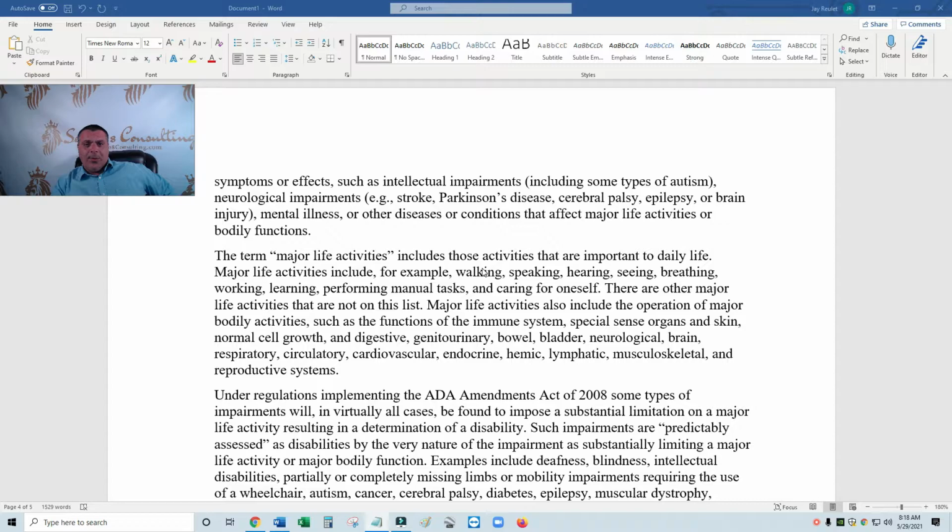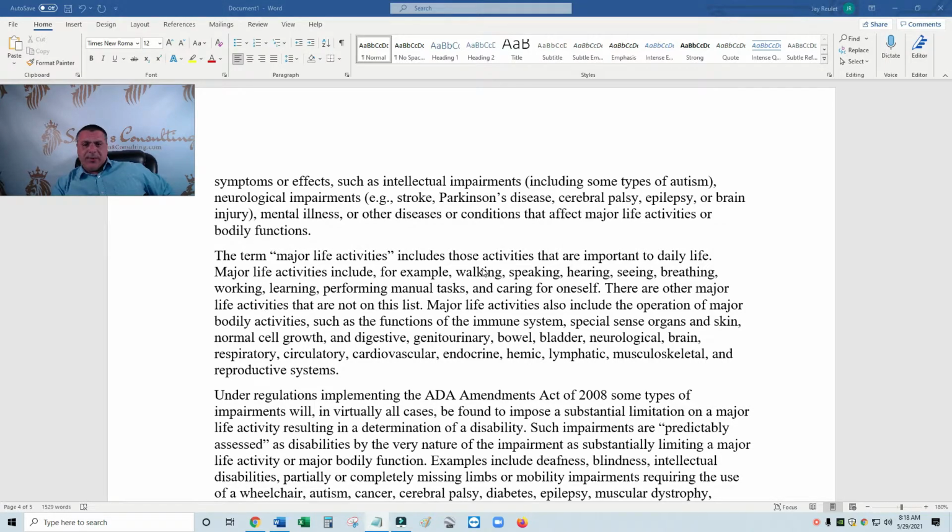It's because most of us do understand what federal regulation is, and so I have to tell you, when they talk about bodily functions, just because you have a loss of bowel or other activity for your bladder does not necessarily mean you qualify for a disability. It's in certain terms. So, the term major life activity includes those activities that are important to daily life. Major life activities include, for example, walking, speaking, hearing, seeing, breathing, working, learning, performing manual tasks, and caring for yourself.